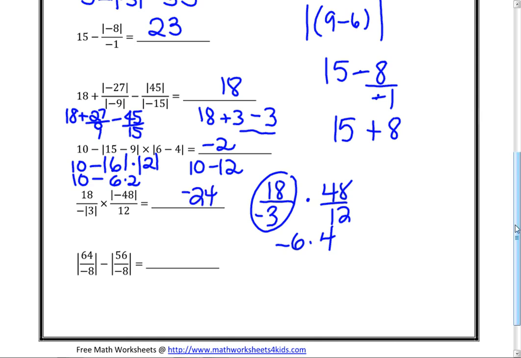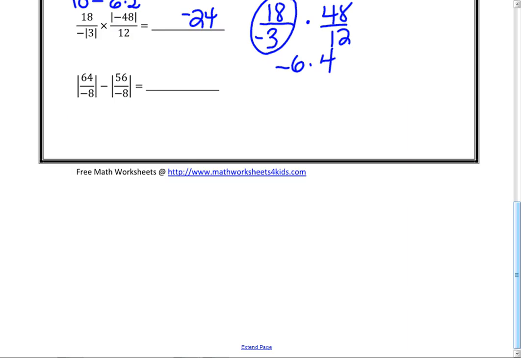Easy to miss. Okay. Now, I can divide that first. This is the absolute value of what? Britt, what's this absolute value? 64 divided by negative 8 is? Negative 8.